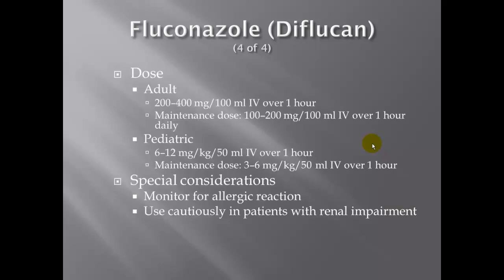Dose on this: adult 200 to 400 milligrams in 100 ml IV over an hour. Maintenance dose 100 to 200 milligrams in 100 ml IV over an hour daily. Pediatric 6 to 12 milligrams per kilogram per day in 50 ml IV over an hour. Maintenance dose 3 to 6 milligrams per kilogram in 50 ml IV over an hour. Special considerations: monitor for allergic reactions. Use cautiously in patients with renal impairment.